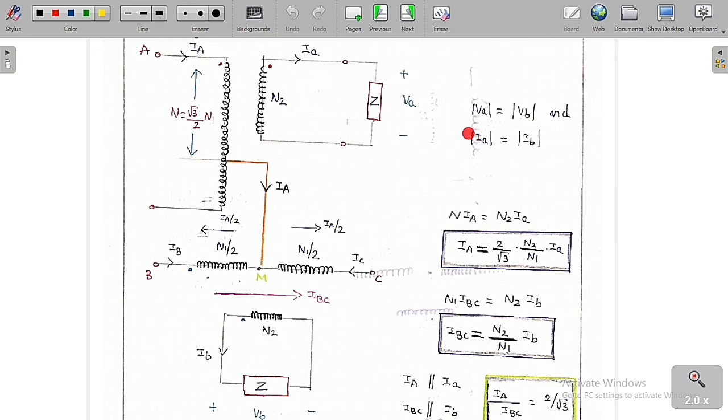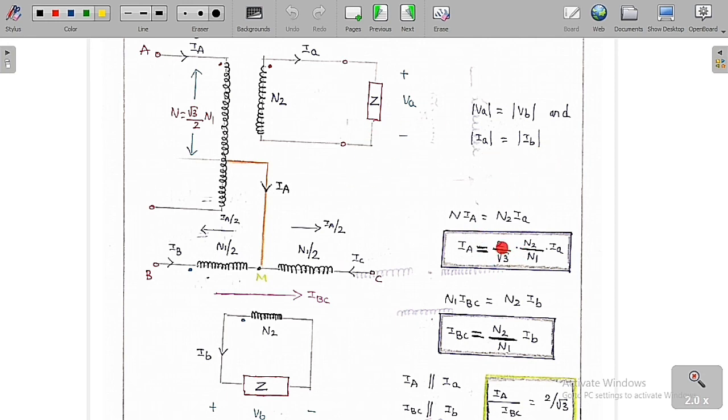I have already told you for a balanced connection, mod VA is equal to mod VB, because N is equal to root 3 by 2 times N1. Whenever the primary turns is equal to root 3 by 2 N1, we are going to get a balanced voltage. So VA is equal to VB, and the load is also balanced. Therefore, mod of IA is equal to mod of IB.